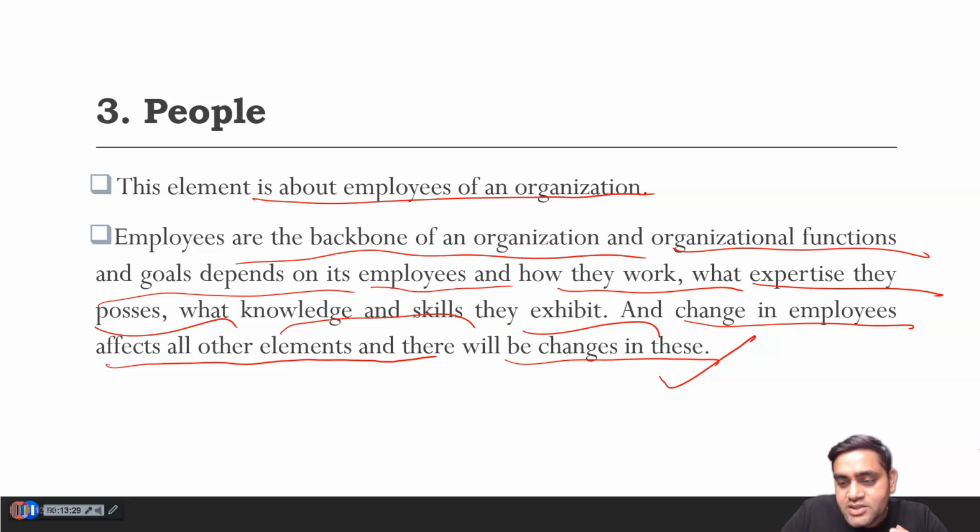We all know that it is the employee who makes an organization. So they are the ones: what they are doing, how visionary they are, how hardworking they are, what expertise they have, what knowledge they have, what skills they have, how they adapt to different changes.